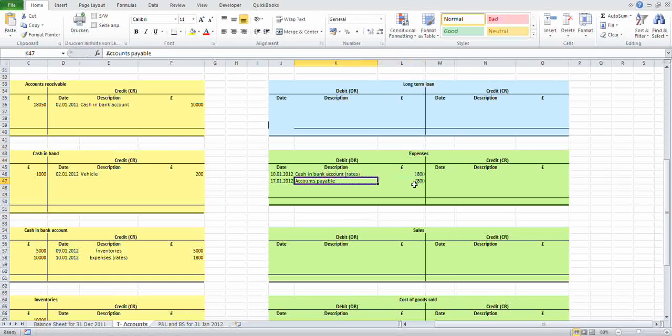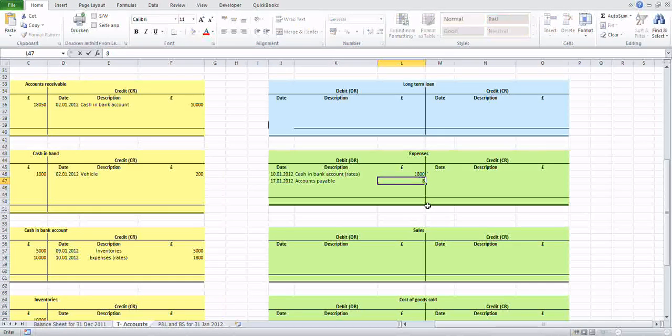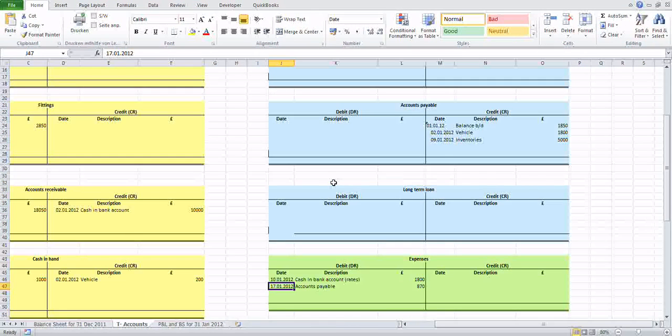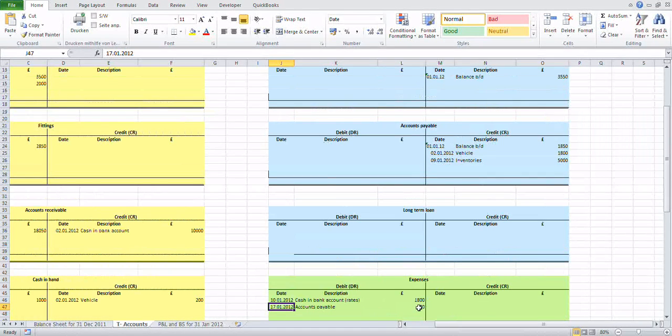$1,800. Almost 870. There you go. It's better. And the other side, accounts payable. See, so it's always good to double check the numbers.